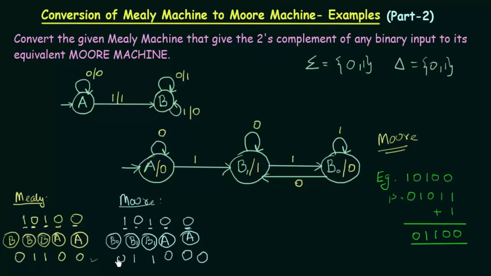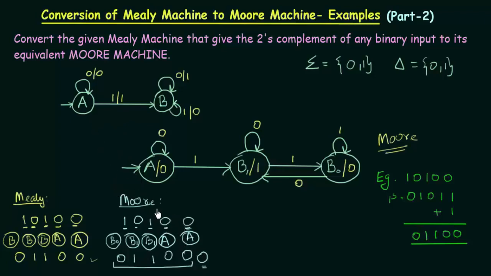The output produced by B0 is 0. So when we run the same thing for the Moore machine, we see that the output we get is 0, 1, 1, 0, 0, 0. Here it is 0, 1, 1, 0, 0. So our answer is up to this, and there is one extra bit produced by this Moore machine. So we cannot say that they are exactly the same. This Mealy machine and Moore machine are not producing the exact same result.